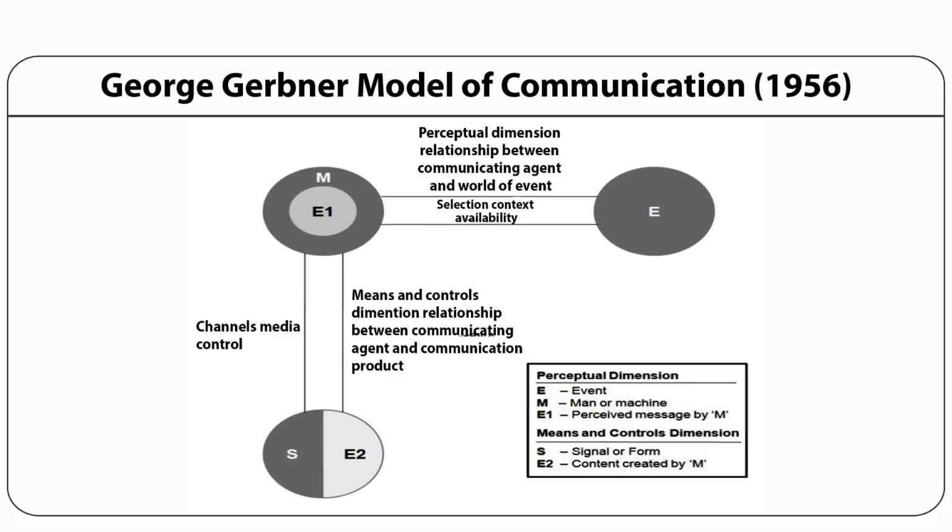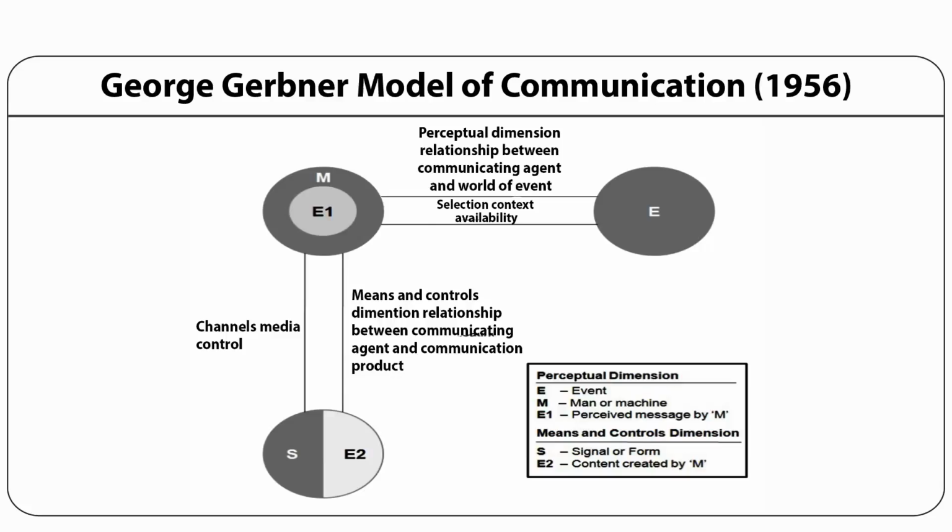When you come to the means and control dimension, E2 is the event content which is stored by M. Here M becomes the source of the message about E to send to someone else. M creates statements or signals about a message, and Gerbner termed its form and content as SE2. S is signal or form. It takes E2 as its content.